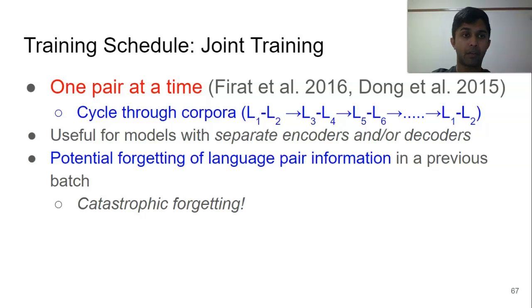Now the problem is that this method has the risk of forgetting language pair information from a previous batch. So suppose we are sampling a batch from the L5, L6 parallel corpus, then it's possible that whatever information we had learned from the batch from the L1, L2 corpus might be forgotten. This aspect is known as catastrophic forgetting, and it's not just a problem for multilingual neural machine translation, but also for machine translation in general. This can especially impact transfer learning setups.